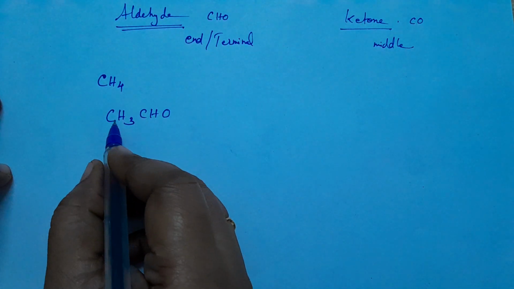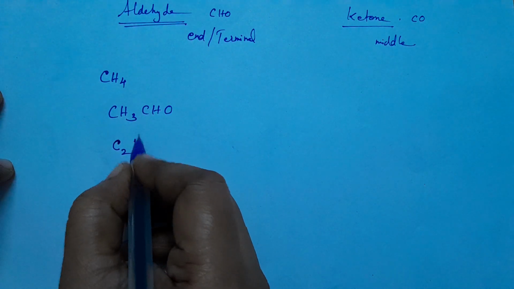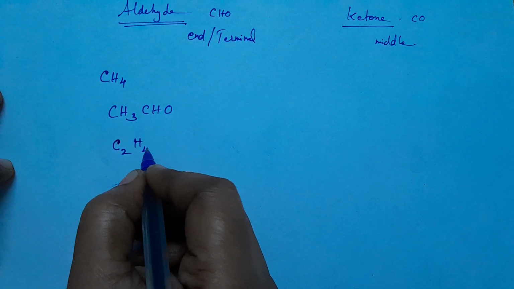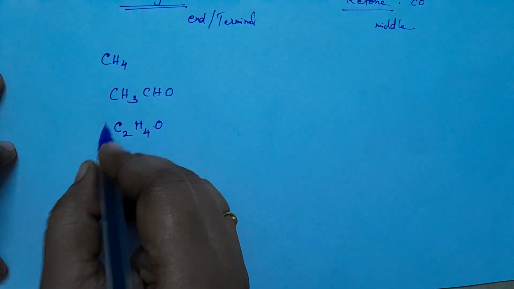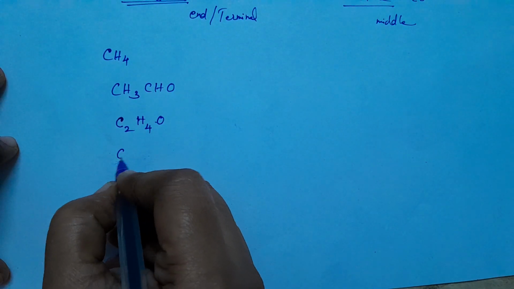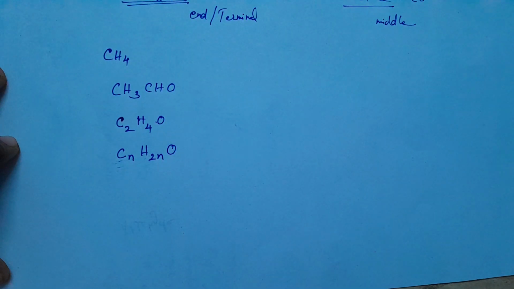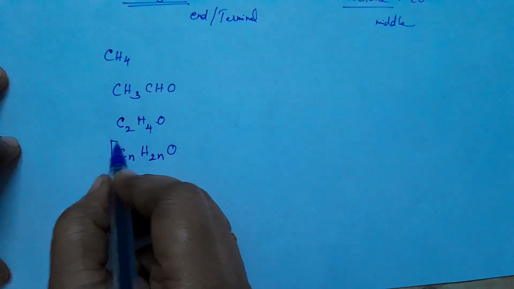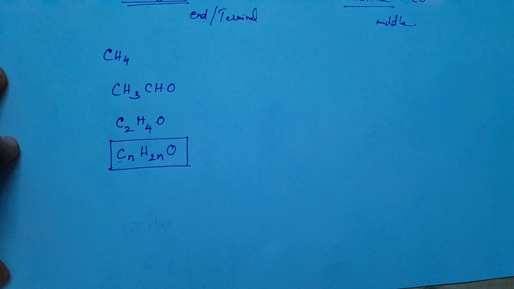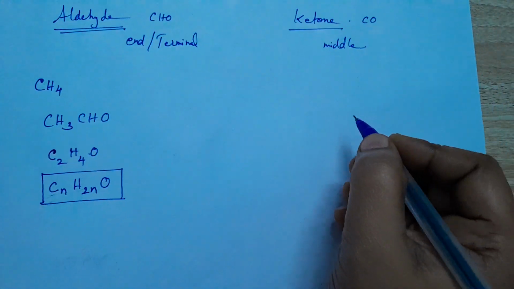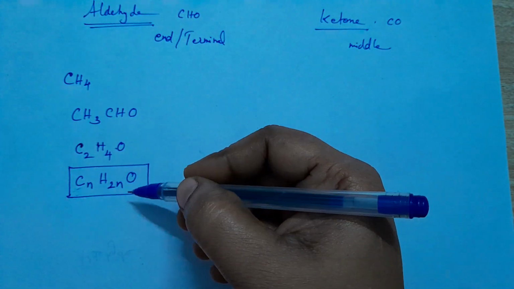How many carbon atoms are there? C2. How many hydrogen atoms are there? 3 plus 1, 4, H4 and 1 oxygen. So what will be the general formula of this one? CnH2nO. Can we write like this? So the general formula of aldehyde is CnH2nO. Clear on this?